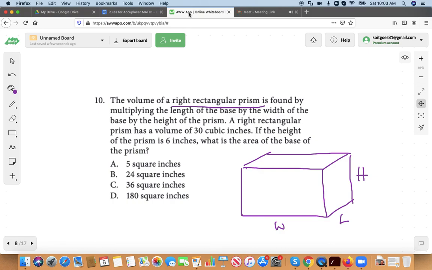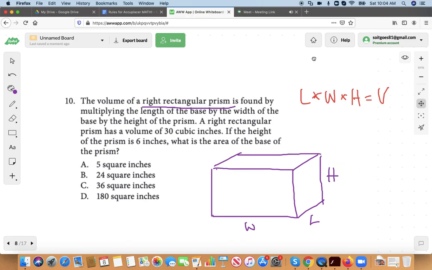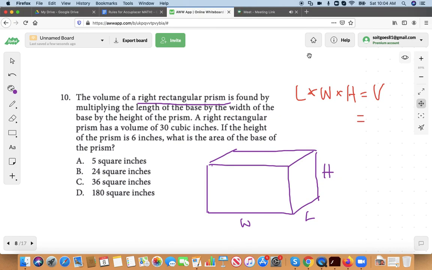Okay, and in fact, I'm going to write that equation up here. Length times width times height equals V, the volume. And we know the volume in this case is 30. It's 30 cubic inches. Does that make sense? Now look at the question. We know some more. We know the height of this prism. What's the height of this prism? Six. Six is the height. That makes sense why that's the height, right? And when we multiply those together, we got to get 30.